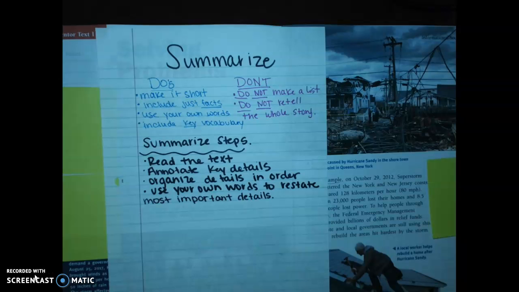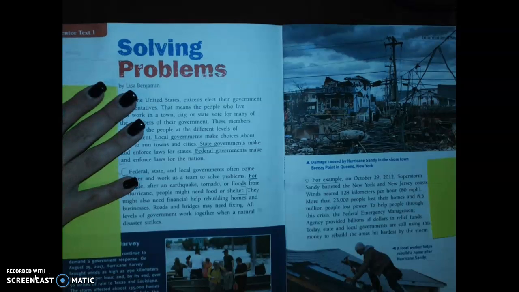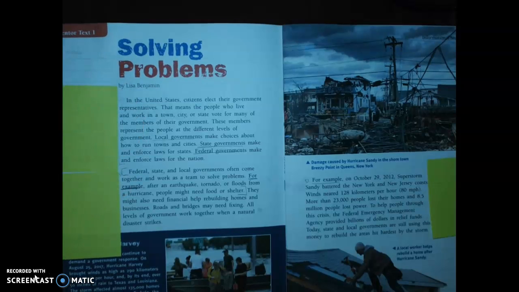You're going to read the text. You're going to notate. I already have my sticky notes ready for my text. Organize the details in the order that you read them. Use your own words to restate the most important details. Remember that as we read, we are reading to understand the information in the text and get the big picture or the big idea in our text. You notate those key details on the margins or in your sticky notes, and organize and use the information in your own words.